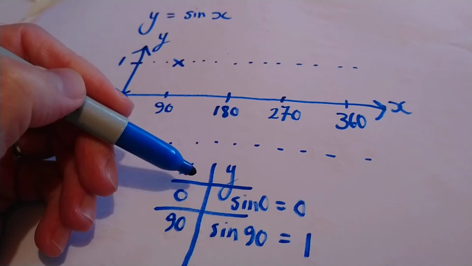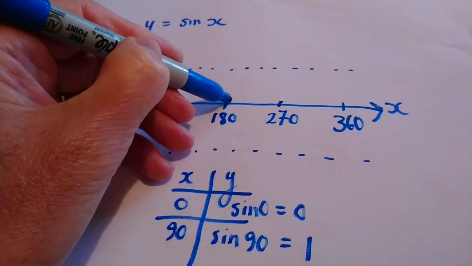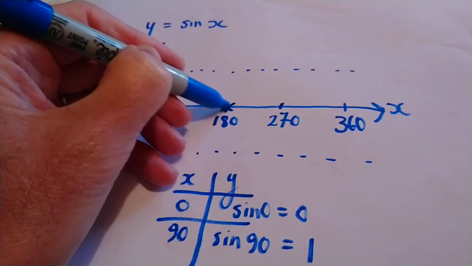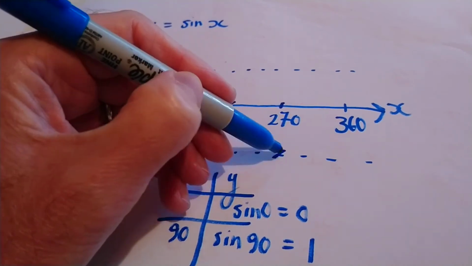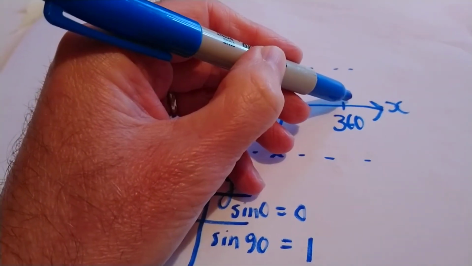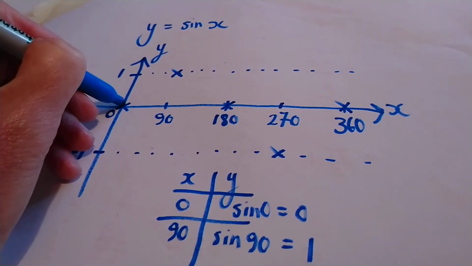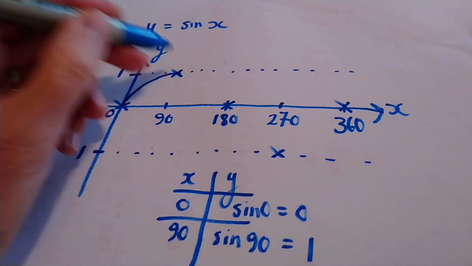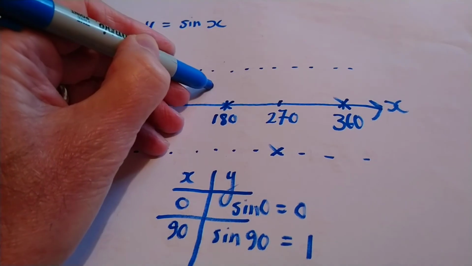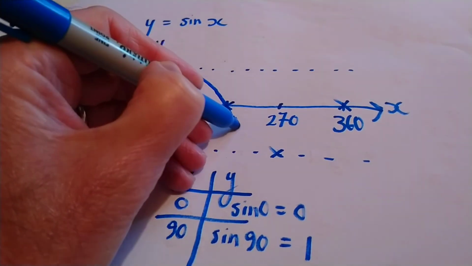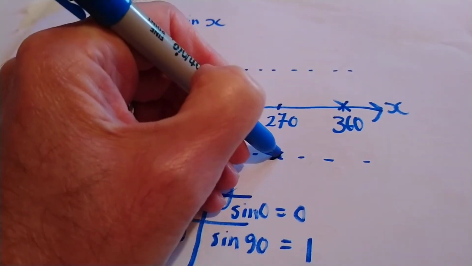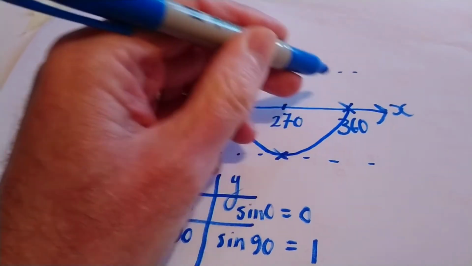And if you do the same thing with the table, you can work out that the sine of 180 is 0, the sine of 270 is -1, and the sine of 360 is 0. Okay, so then we join these up with a smooth curve. The key thing is to make sure you hit those key marks that you've put the crosses down on the paper with.